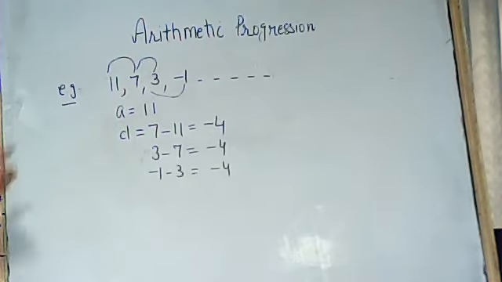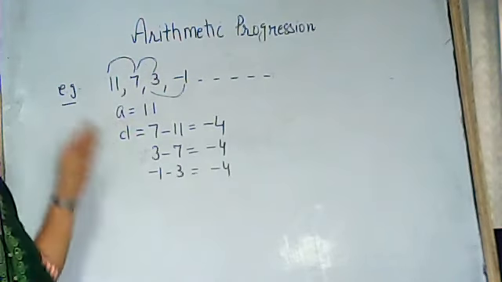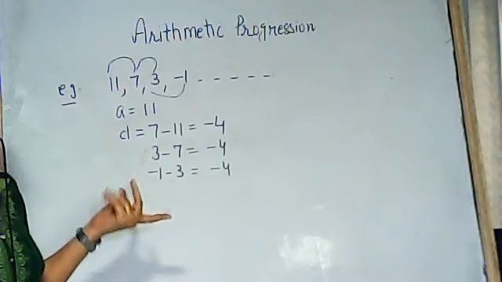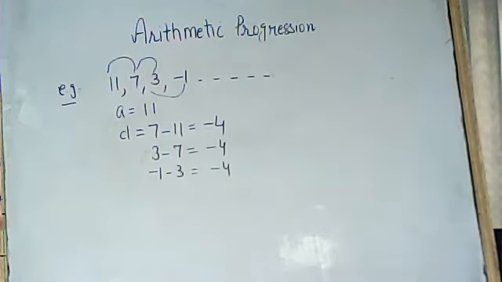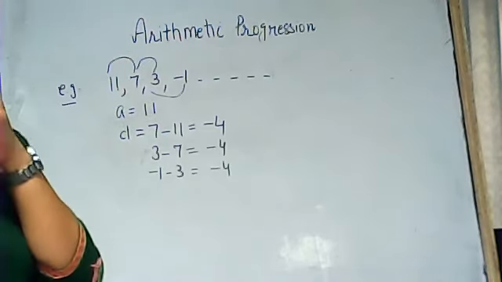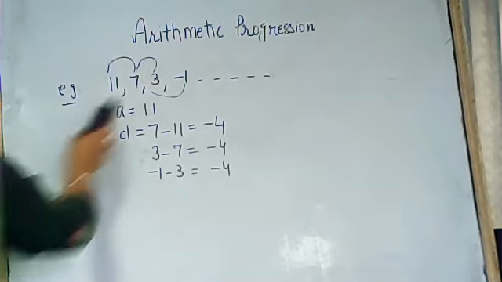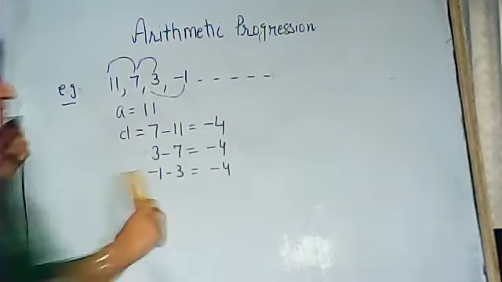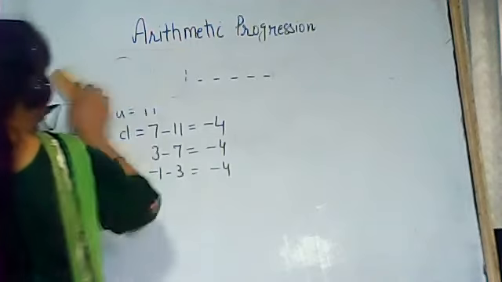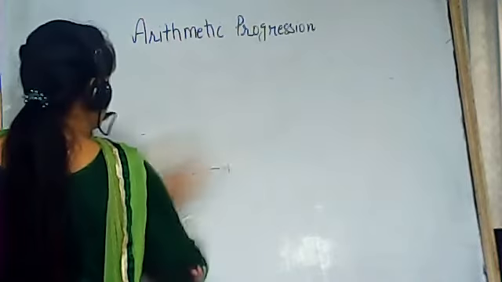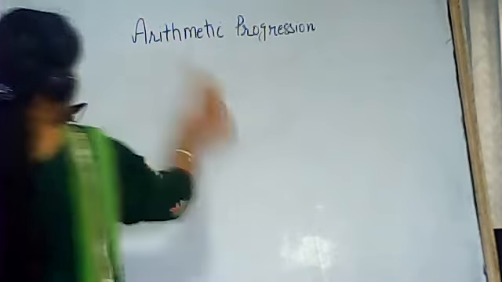The difference you have may be positive, it may be negative, or it may be a fraction. So what is the main conclusion of these examples? That any sequence is said to be in AP whenever the difference of any term with its previous term is always same. So beta, these are the examples of different AP series.